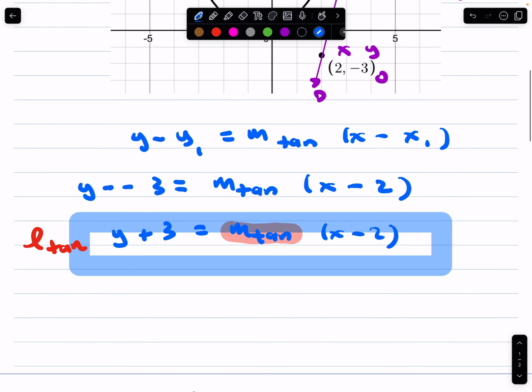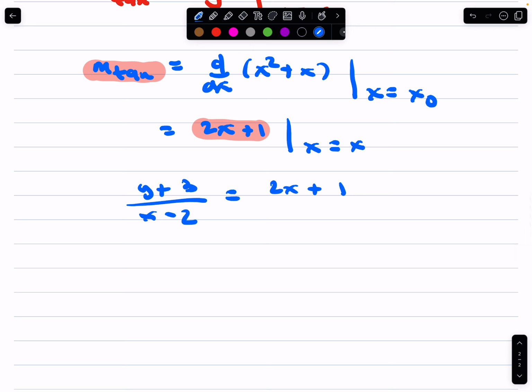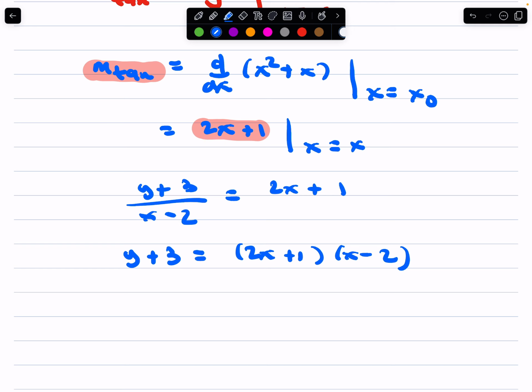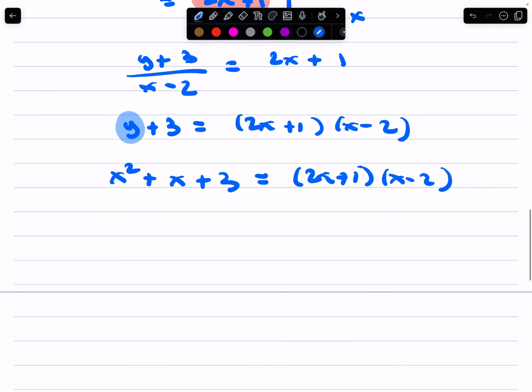Okay, just going to double check to see if everything's okay. And now that says y plus 3 is 2x plus 1 times the x minus 2. But recall what y really is. Y is our x squared plus x plus 3. And that's going to equal this 2x plus 1 times x minus 2. Now, this is a quadratic. We have to solve this quadratic for x.